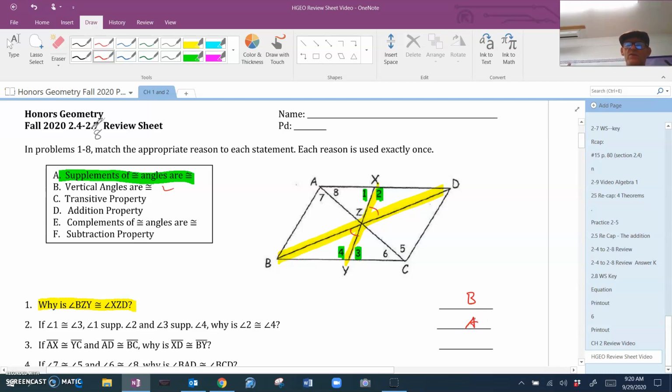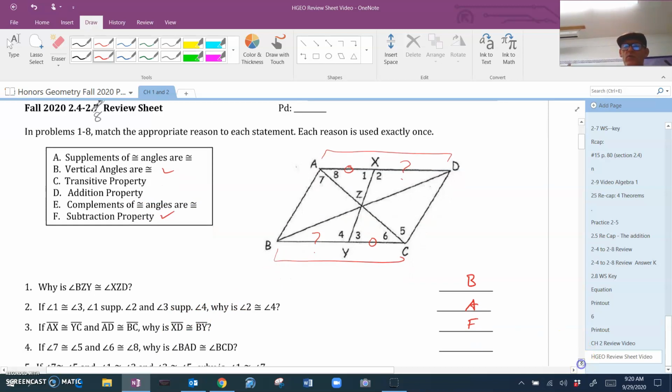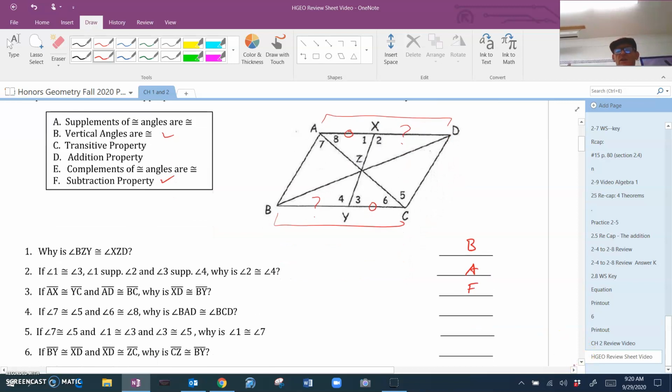Let me erase some of this. All right, moving on to the next one. It says if AX and YC are congruent, and AD and BC are congruent, why is XD congruent to BY? And that is subtraction. We started off with a bigger one, and we're getting a smaller one, so that's subtraction.